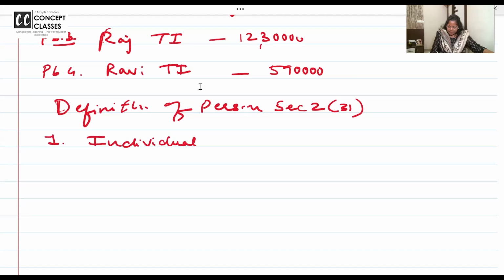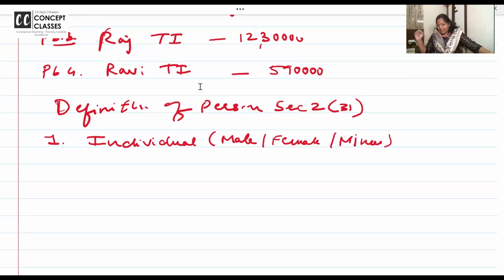Write down: male, female, minor. Anyone who is earning income. And you remember I told you all the incomes you have to segregate into how many heads? Five heads. Very good. So in five heads, whatever you earn as a male, female, minor, you have to total up that income of the financial year and pay the tax on that. Who are you all? Individual.